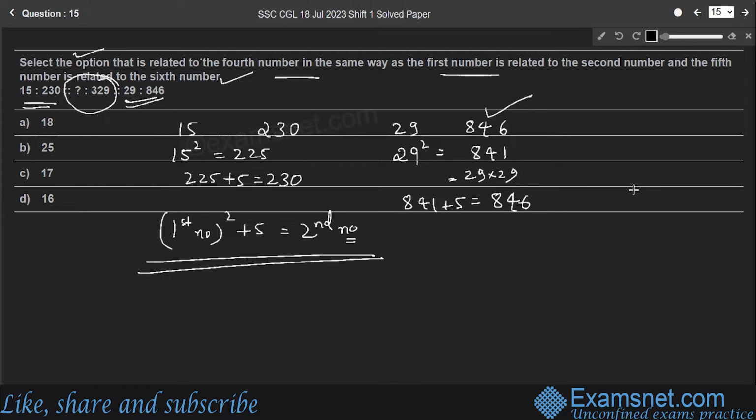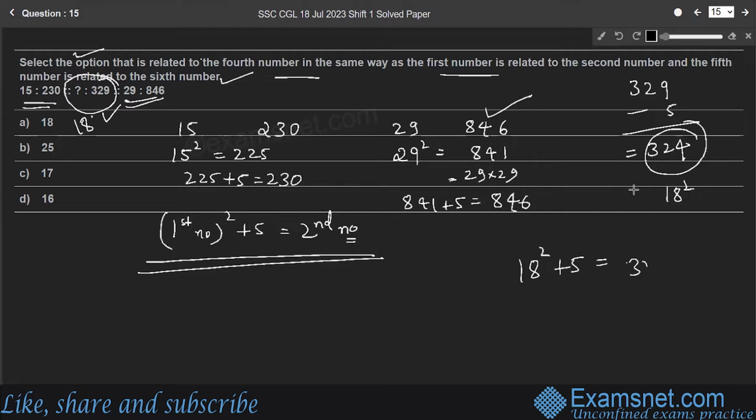Here, consider 329 minus 5. It gives 324. This 324 is the square of which number? The square of 18. Therefore, the third number is 18, so that it satisfies the same logic. 18 squared plus 5 is equal to 324 plus 5, which is 329, which is the fourth number. Therefore, 18 is the third number. Option A is the right answer.